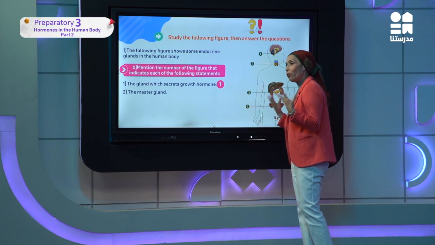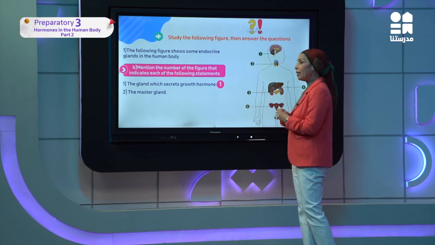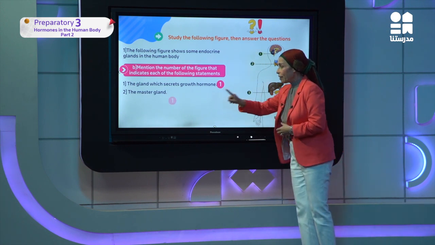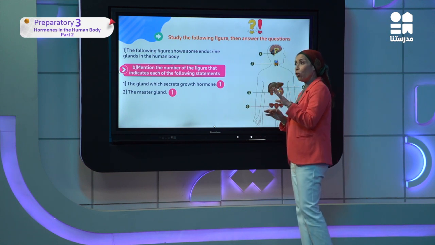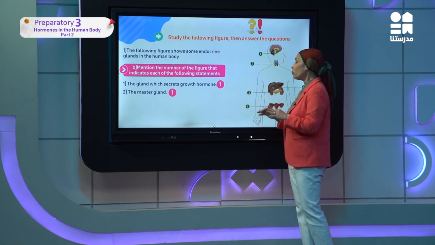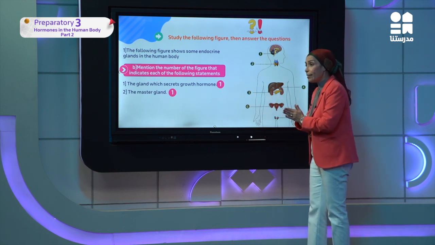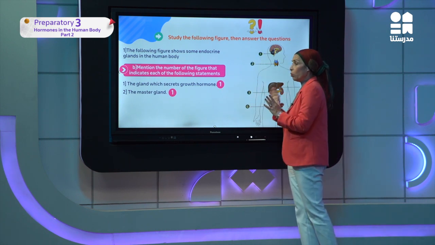يبقى ايه هي؟ I know that you know it. It's pituitary gland. طب pituitary gland here takes which number? Number 1. يبقى here the answer is number 1. And don't confuse. ممكن كلهم يبقوا number 1، ممكن كلهم يبقوا number 3 أو 4 أو 5. طالما أنت are you sure from your answer? So write it as you know.